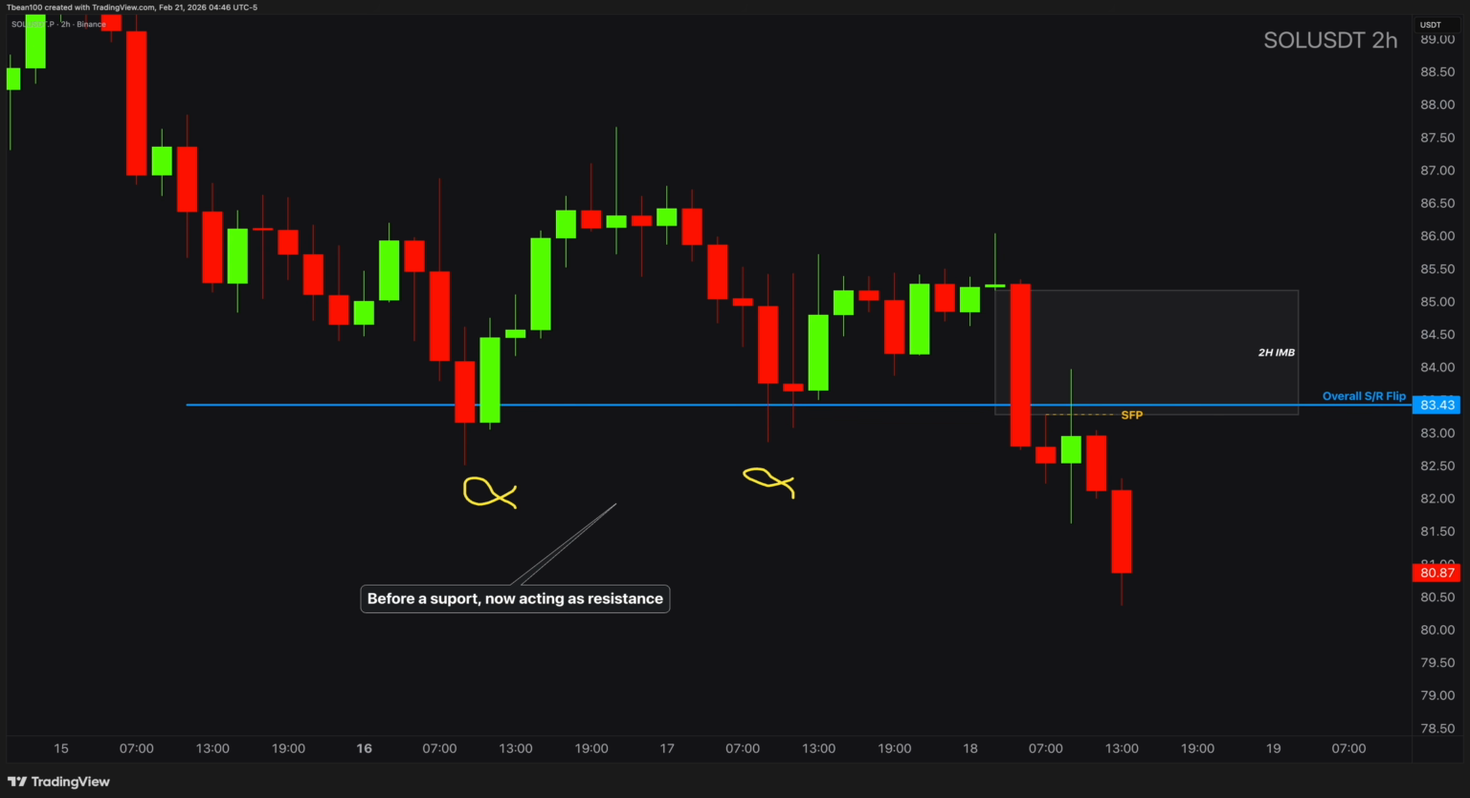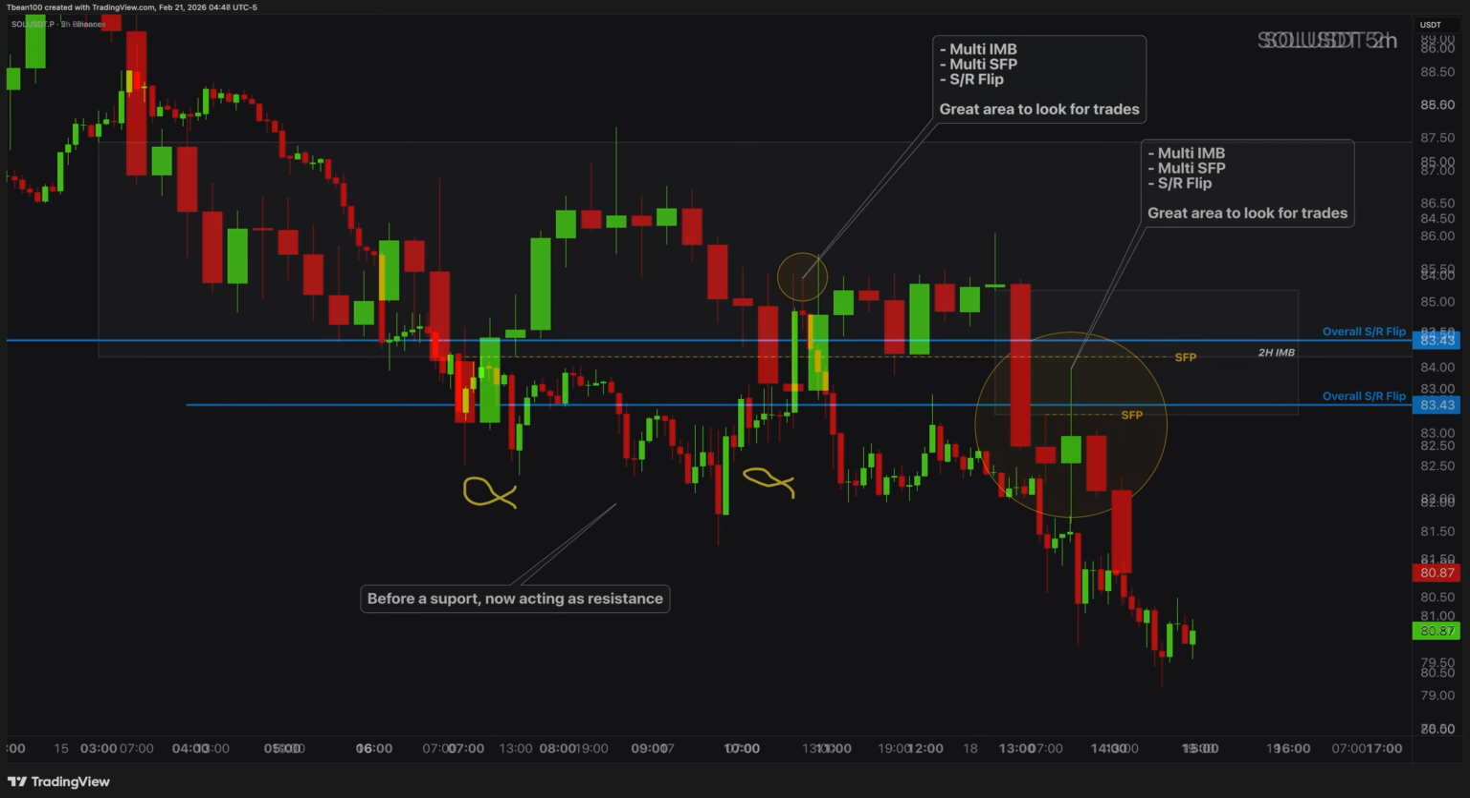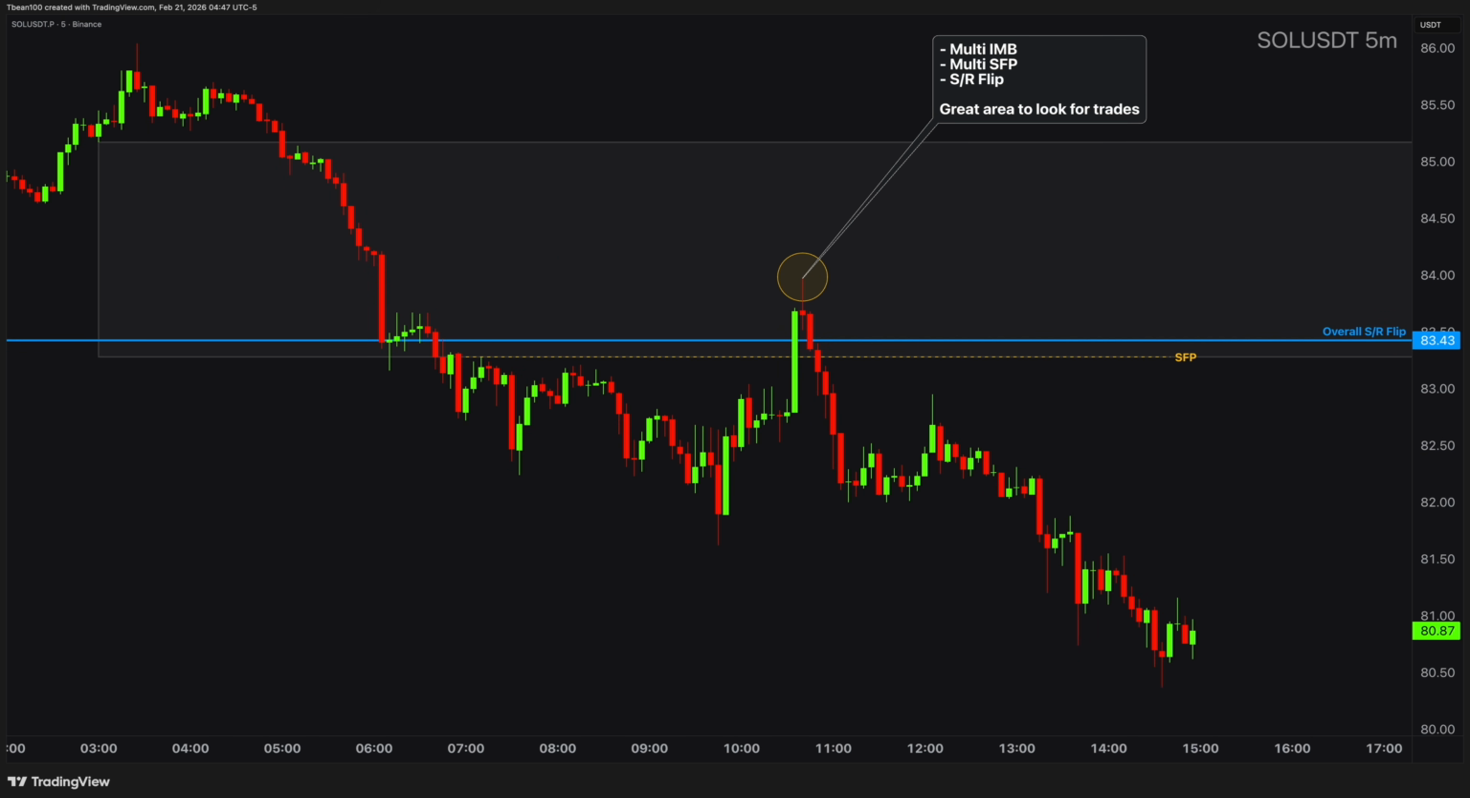And right here at that level, you can clearly see a nice swing failure pattern forming. So everything is lining up together here, including multi-imbalances, multi-swing failures, and SR flip location on the higher time frame. Now I'm going to drop down to the 5-minute time frame to see what is happening inside the inner structure, the low time frame structure.